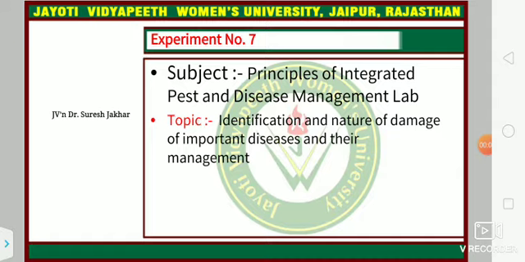Today I will discuss experiment number 7, identification and nature of damage of important diseases, then symptoms and sign. What is a symptom? A symptom is the external expression or evidence of abnormality in the appearance of the diseased plant, brought about by the pathogens after host-pathogen interaction.